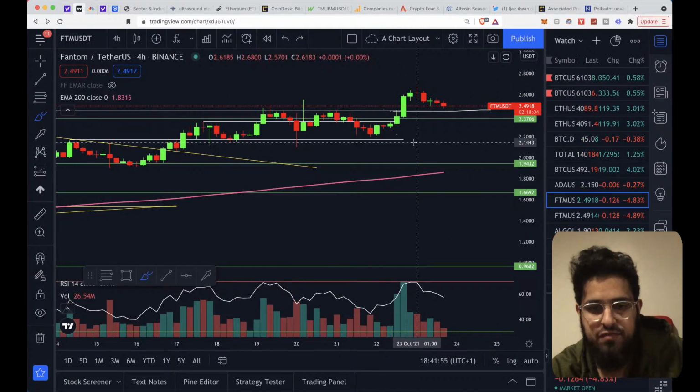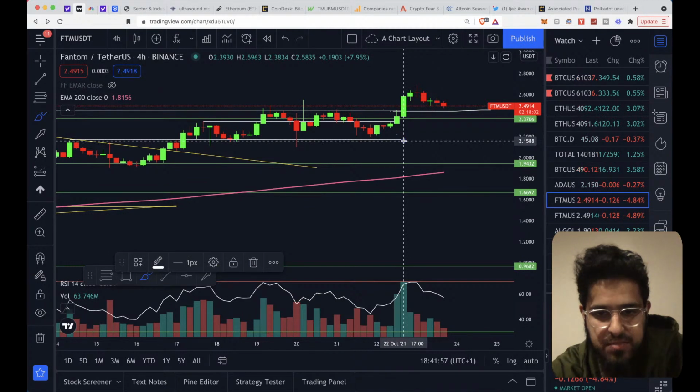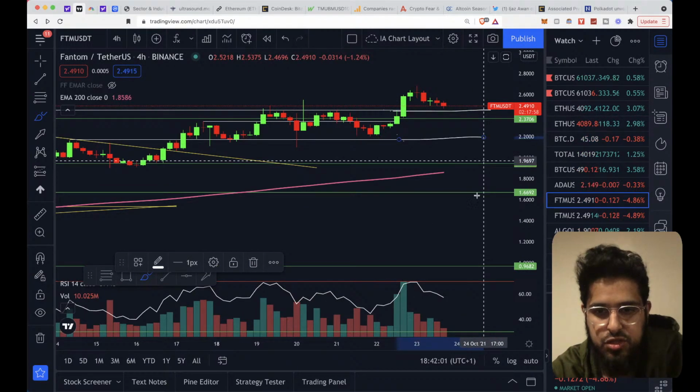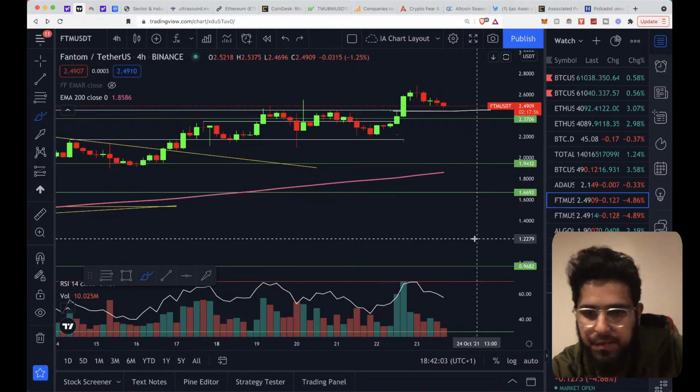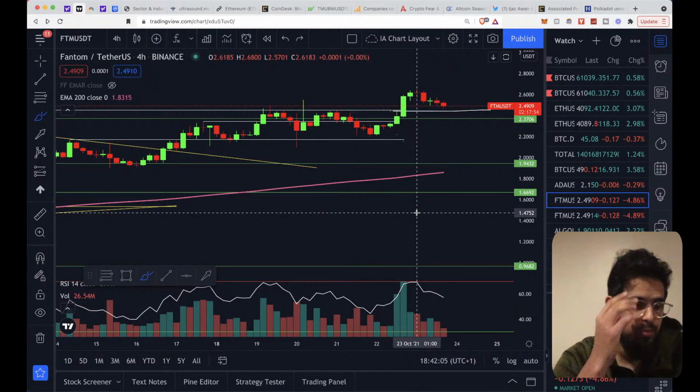If we lose this level, we may need to come down to our next support level, which I've got here at $2.17, and that should hold us well along that line as well, okay? So Phantom's looking really bullish.